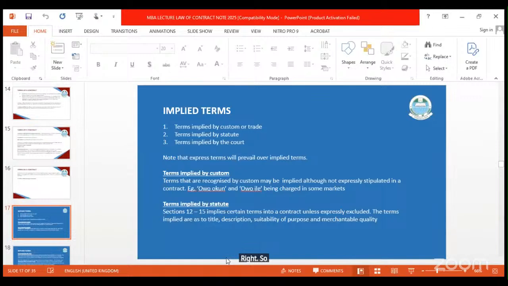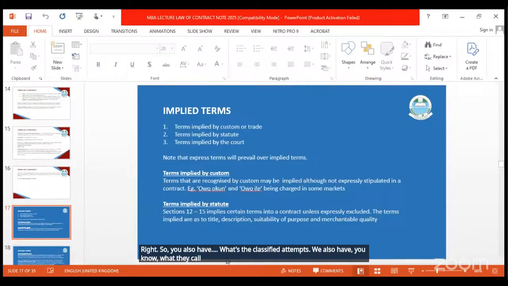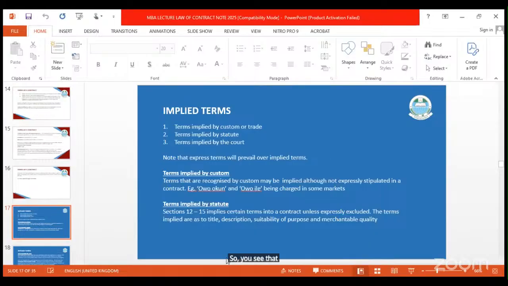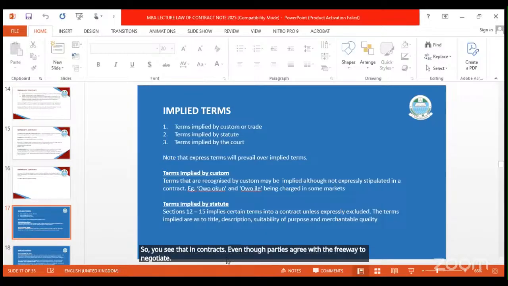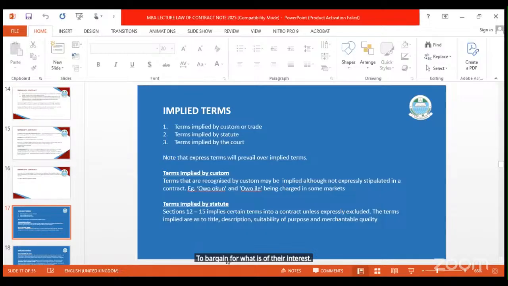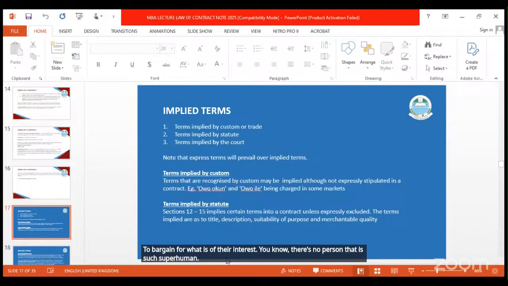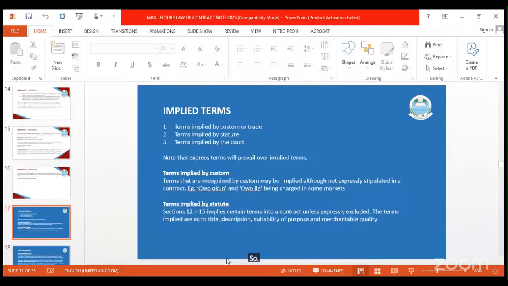So we're still classifying terms. We also have what they call implied terms. In contracts, even though parties are given the free will to negotiate and bargain for what is of their interest, there's no person so superhuman that can conceive everything that will happen in a contract and put it on the table at the time of negotiating. So because it's not possible to conceive everything, there are occasions when the law will imply terms into the contract between the parties.